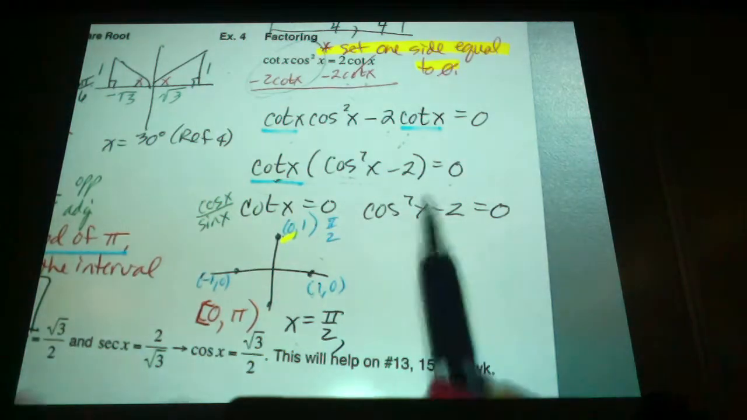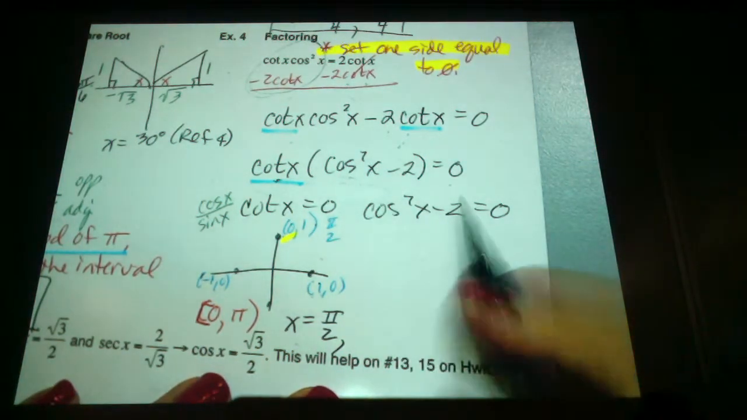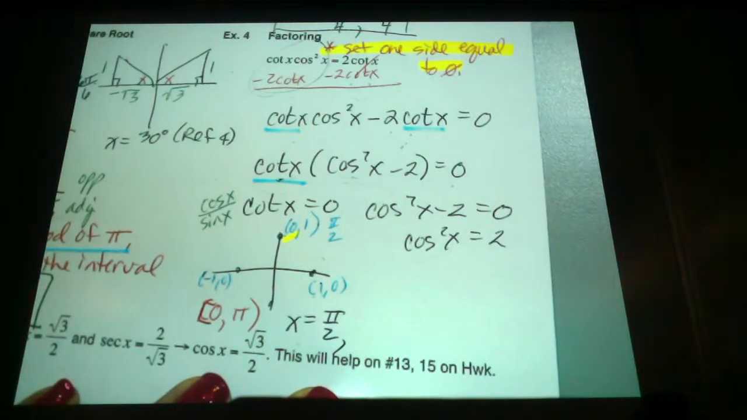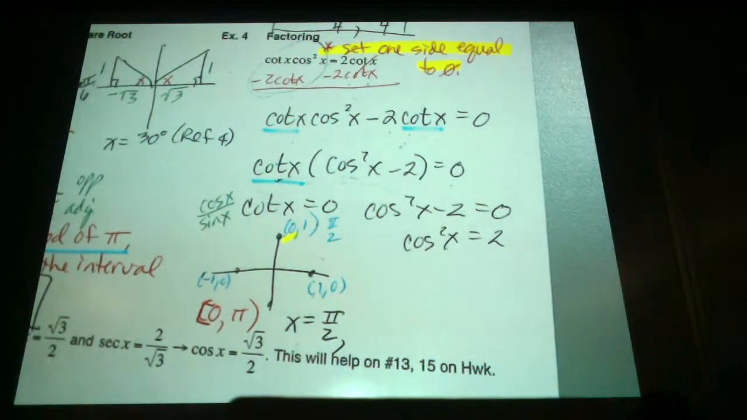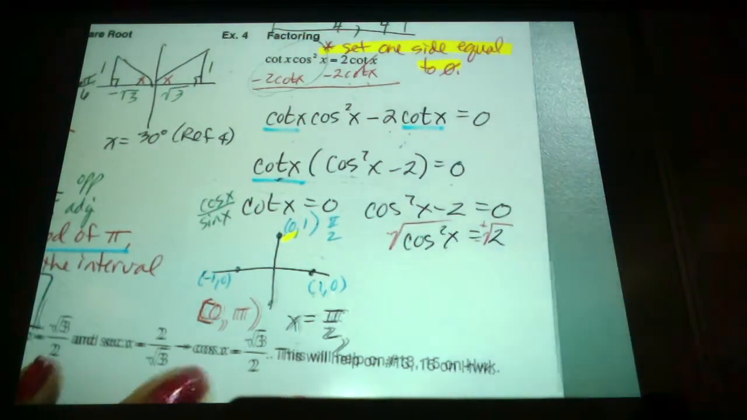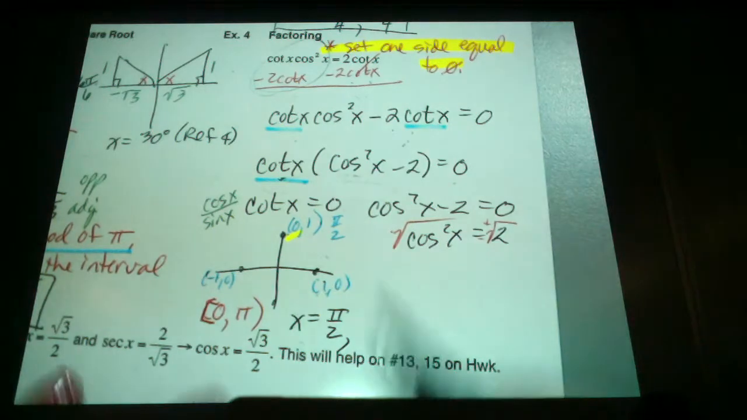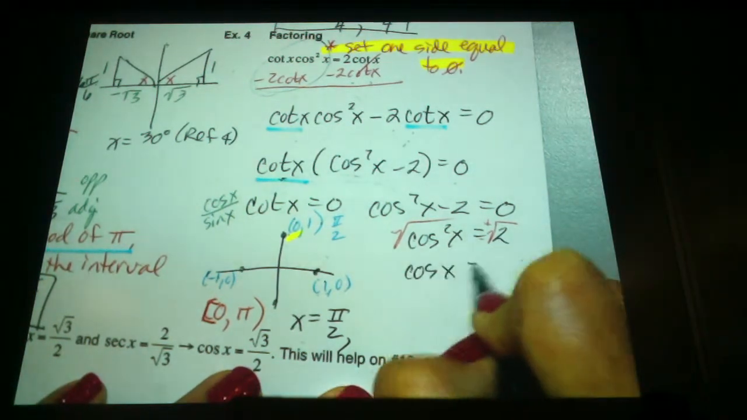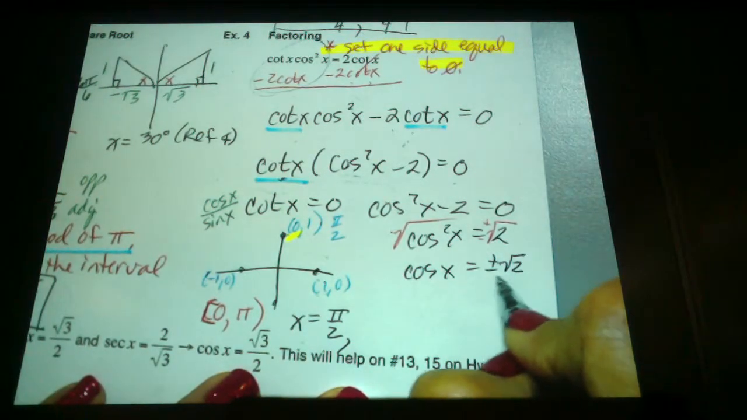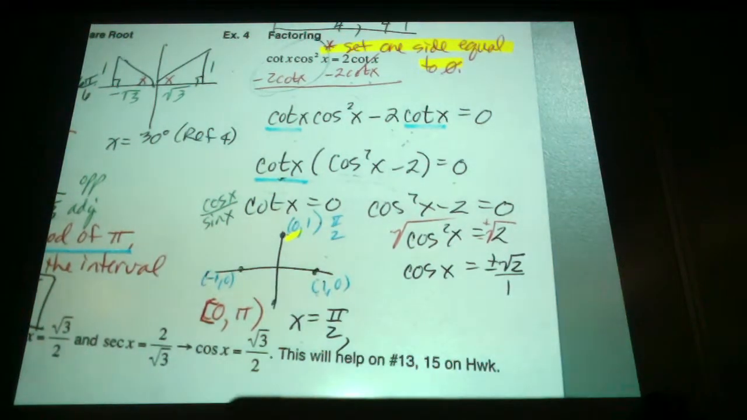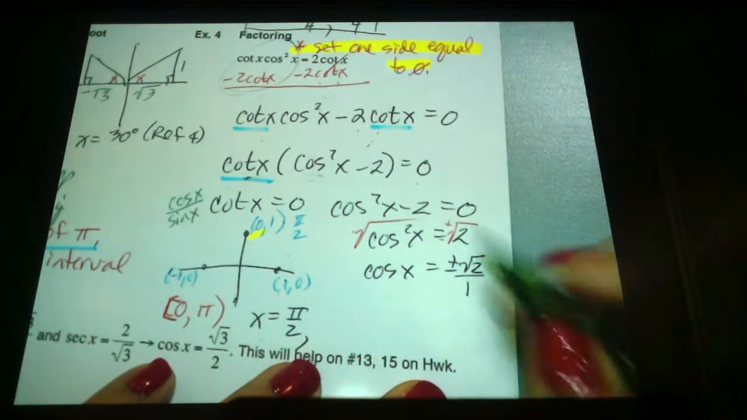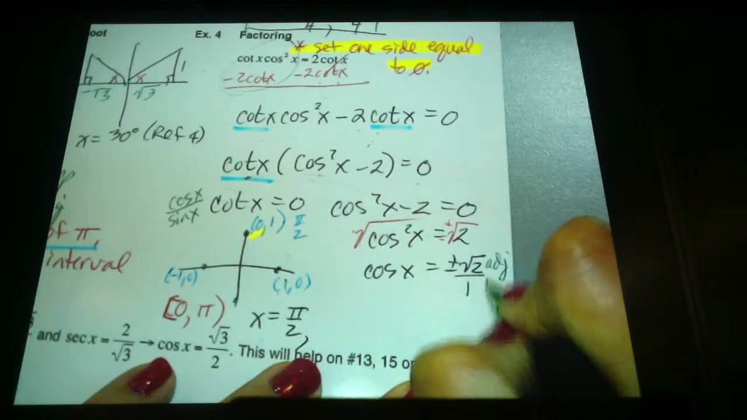And then for this one, we need to solve for x. So wouldn't we add 2 to both sides? Cosine squared x equals 2. How do you solve for just plain cosine? Square root of both sides, plus or minus the square root on the right. So we actually have 2 answers for the second one. So we get cosine of x is equal to plus or minus the square root of 2. And I'm going to put it over 1, just so that you can see its ratio. Cosine is adjacent over hypotenuse, right?